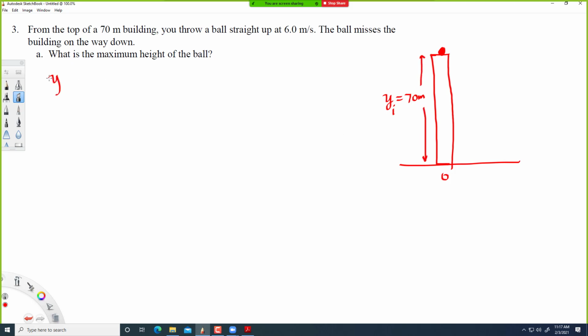So yi is 70 meters. And you throw a ball straight up at 6 meters per second. So initial velocity is 6 meters per second. That's the information given. The ball misses the building on the way down. It goes up, then misses the building and falls down.